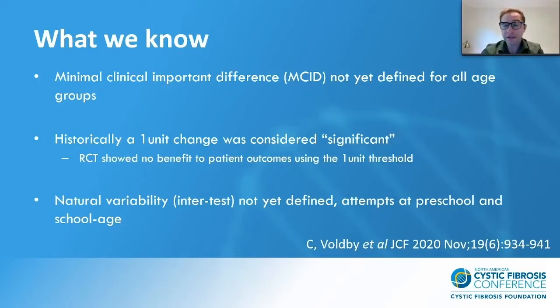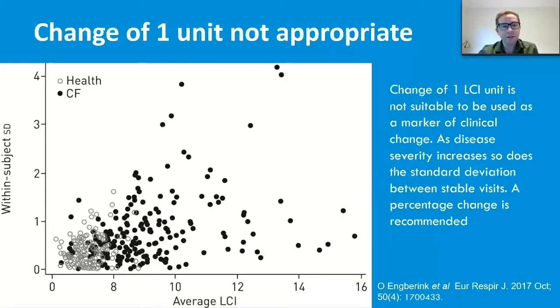The natural variability is not yet defined. The best attempt has been done at preschool, and then further attempts have been done at school age. The reason why the 1 unit change is not particularly appropriate is that as the disease severity increases, so as LCI increases, so does the standard deviation between stable visits. Therefore, a fixed percentage change is recommended instead.